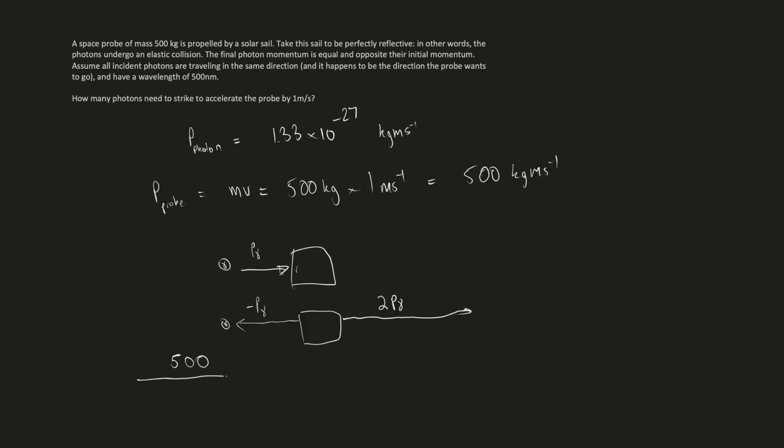500. So we've essentially got 500. That's the momentum of the probe, and we'll divide that by how much momentum each photon has. And we'll also put a 2 on the bottom, so we're essentially dividing by 2 for the logic we discussed before. And if you perform this calculation, you will end up with 1.89 times 10 to the 29 photons. So that's how many photons would need to strike in order to create the amount of final momentum and velocity that we wanted.